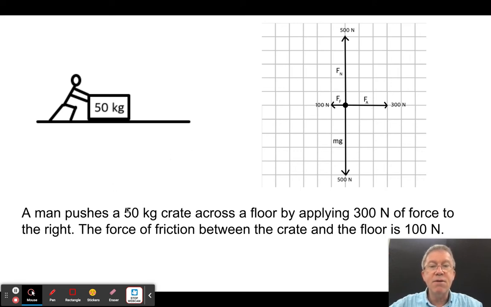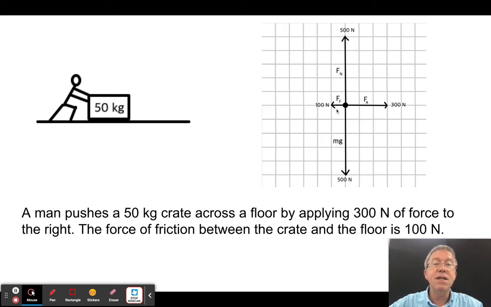Now, it's a 50-kilogram crate, so mg is going to be 500 because g is 10. So I'm going to have 500 newtons of force acting in the downward direction on the object. That line is 5 tick marks long. I'm going to label it mg to mean gravity. Now, the object is not sinking through the floor, so we can assume there's a 500 Newton upward normal force from the floor. So I'm going to draw that one going up. And I've also been told there's a 100 Newton force of friction. And remember, friction is always going to act counter to the direction of motion. So I'm going to draw that 100 Newton force going the opposite way.